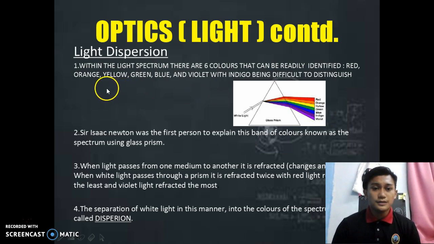Let's go to light division. Within the light spectrum, there are 6 colors that can be readily identified: red, orange, yellow, green, blue, and violet, with indigo being difficult to distinguish. As you can see here, the glass prism shows that Newton was the first person to explain this band of colors known as the spectrum using a glass prism.